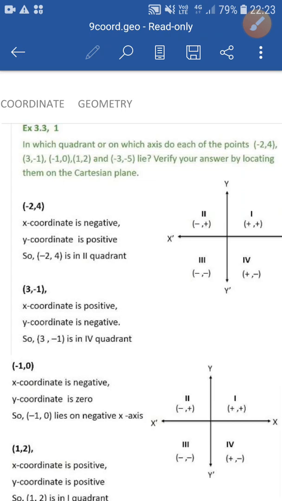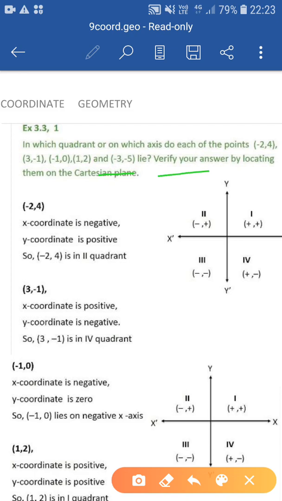So we have a question in which we are asked in which quadrant or on which axis do each of the points (-2, 4), (3, -1), (-1, 0), (1, 2) and (-3, -5) lie. You have to verify your answer also by locating them on the Cartesian plane.